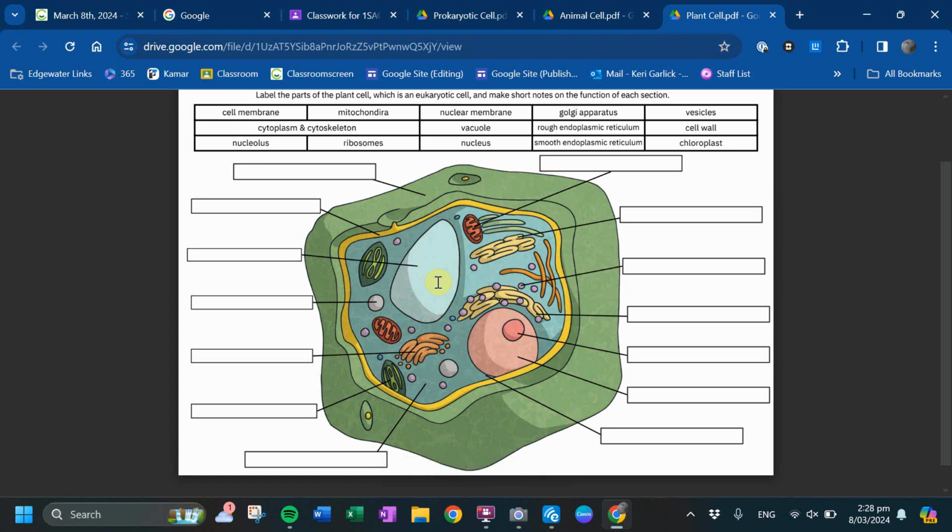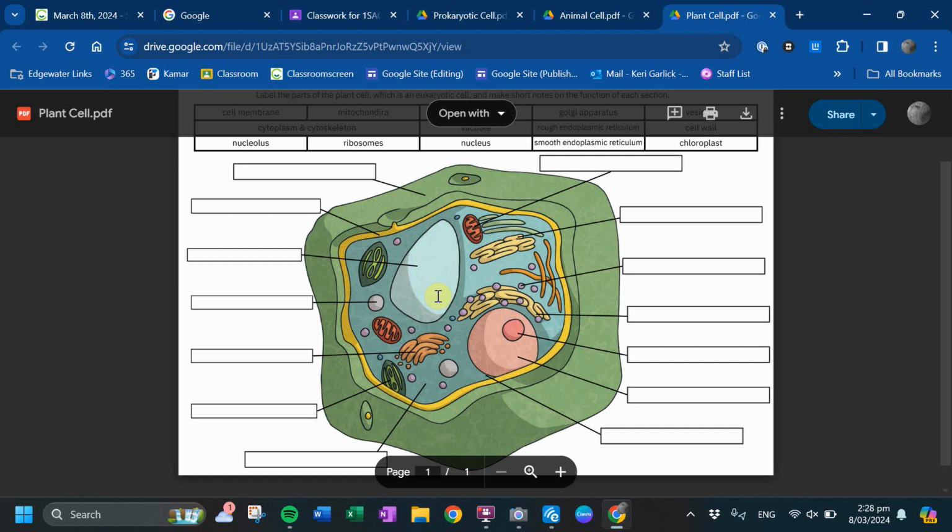Feel free to stop me at any point when I'm talking if you have a question or something interests you. We can go down that rabbit hole. So that's what we're thinking about with that plant cell.